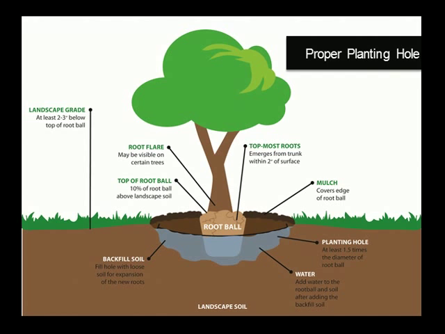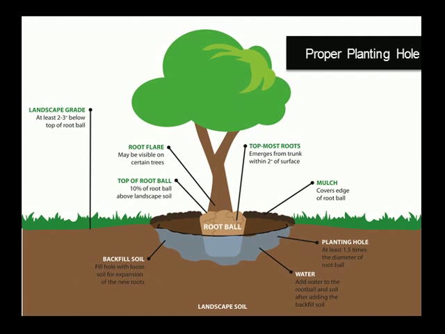Remove synthetic materials and begin to add backfill soil. Add water to the root ball and soil after adding the backfill soil. This is an effective means of eliminating air pockets around the root ball. Fill in any holes or depressions with additional backfill soil.